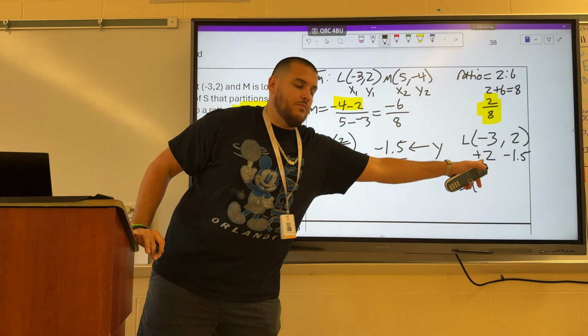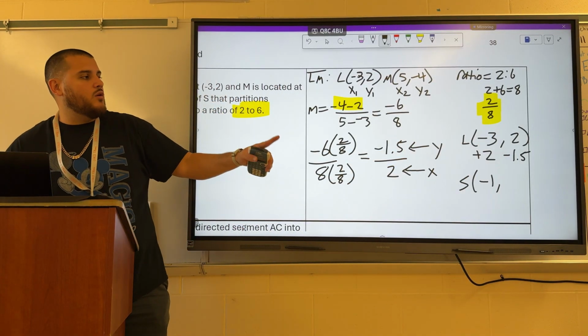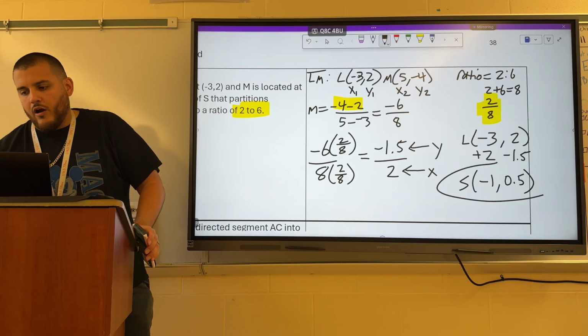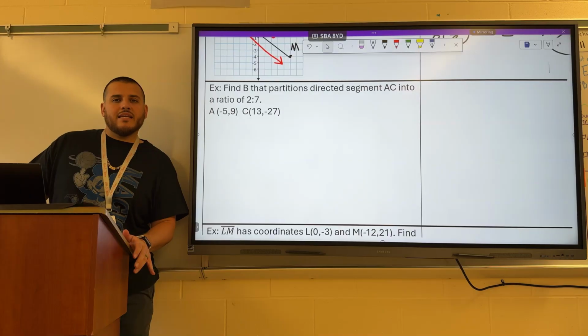So we have -3 plus 2 to give us an x coordinate of -1. And then we have 2 minus 1.5 to give us a y coordinate of 0.5 for our partitioning point. I hope you're starting to get the hang of this now.